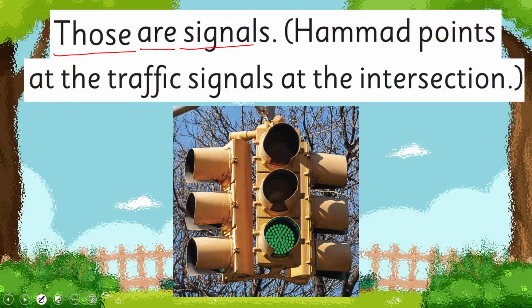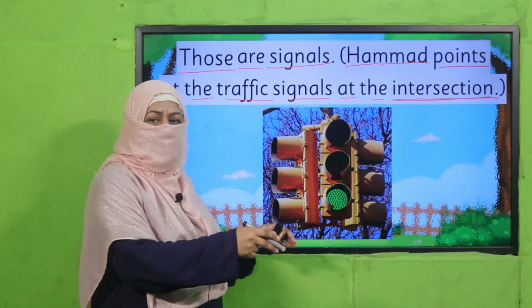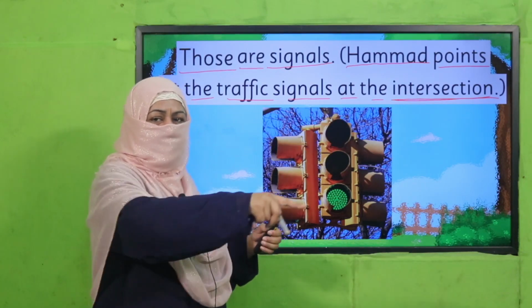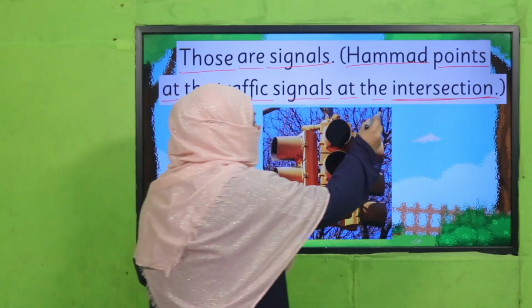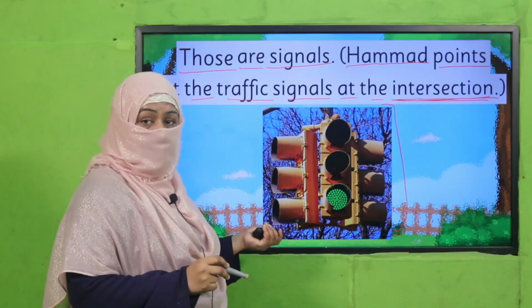"Those are signals." Hamad points at the traffic signals at the intersection. And what does intersection mean? Beta, the point where two roads cross each other. So one road is coming from this side, the other is coming from that side. Where they meet each other, that is known as an intersection. And at an intersection, there is always a traffic signal, so we should follow it.